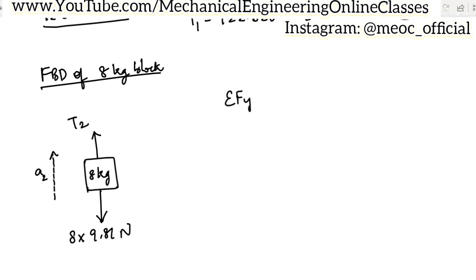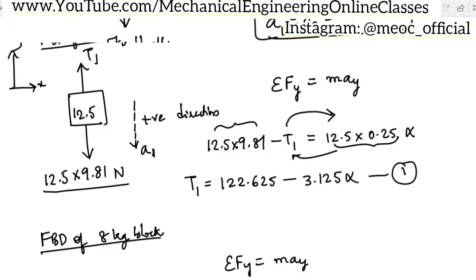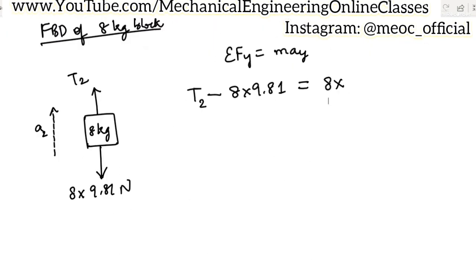So here if I am writing the dynamic equilibrium equation, then under sigma Fy, positive forces are those that are along the direction of acceleration. So T2 is in that direction, so it is T2. Now the weight force is opposite to A2, so that is minus 8 into 9.81. There are no other forces acting. So this will be equal to the mass of the object, which is 8, multiplied by Ay, which is nothing but A2. Again, what is A2? It is 0.25 alpha.